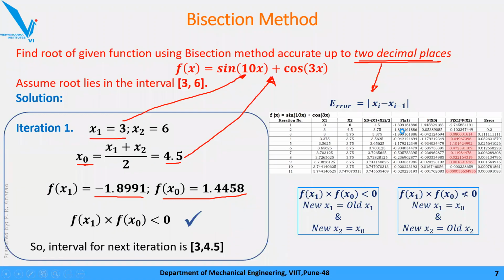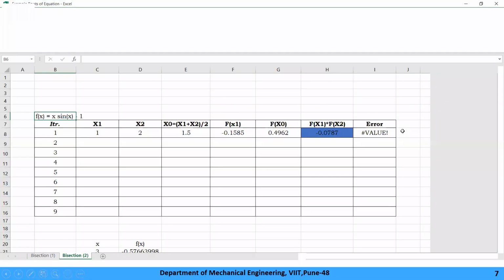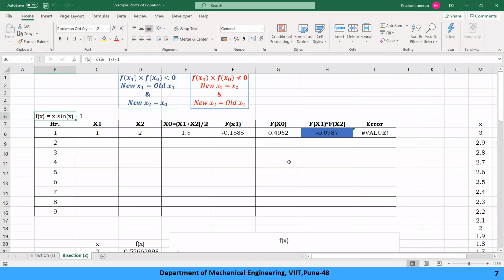So we'll solve this numerical completely using this Excel format. Is this visible to all? Excel sheet? Okay, thank you. So generally we used to have a tabular format for this.